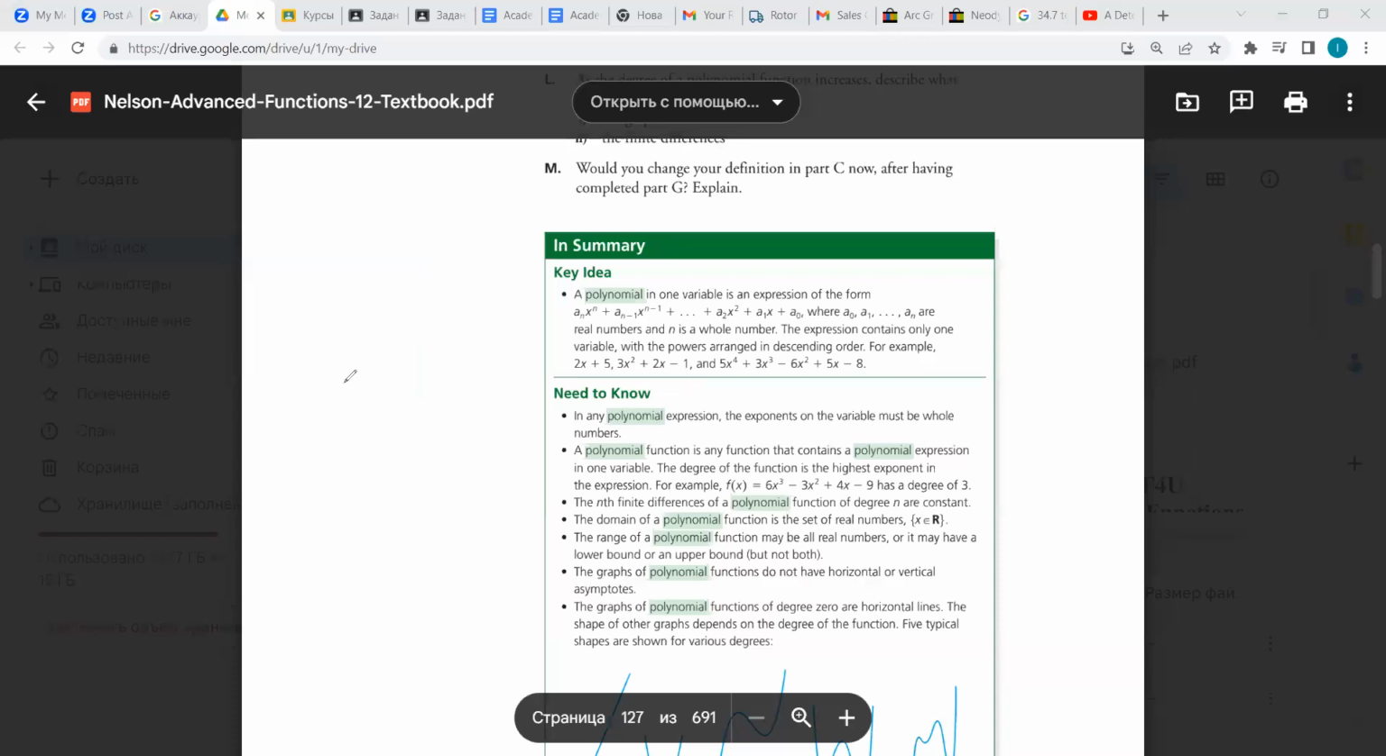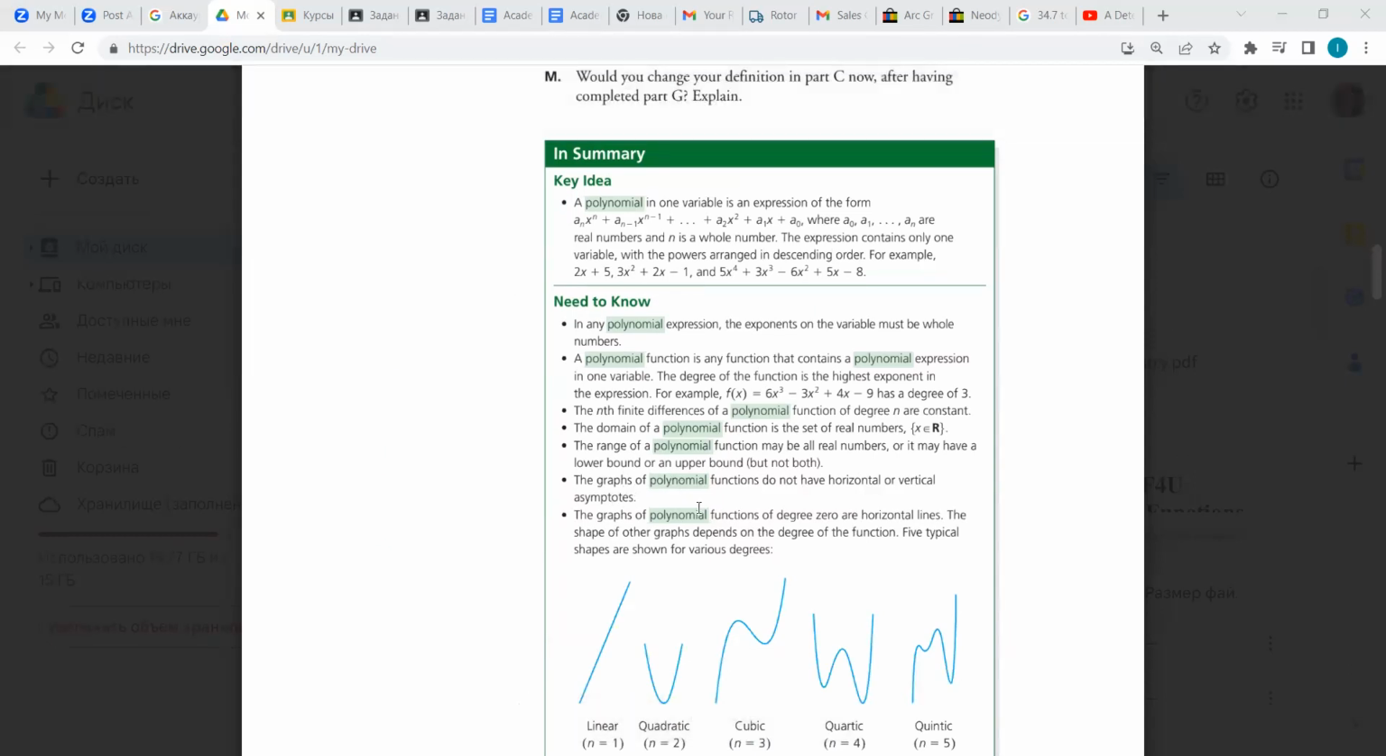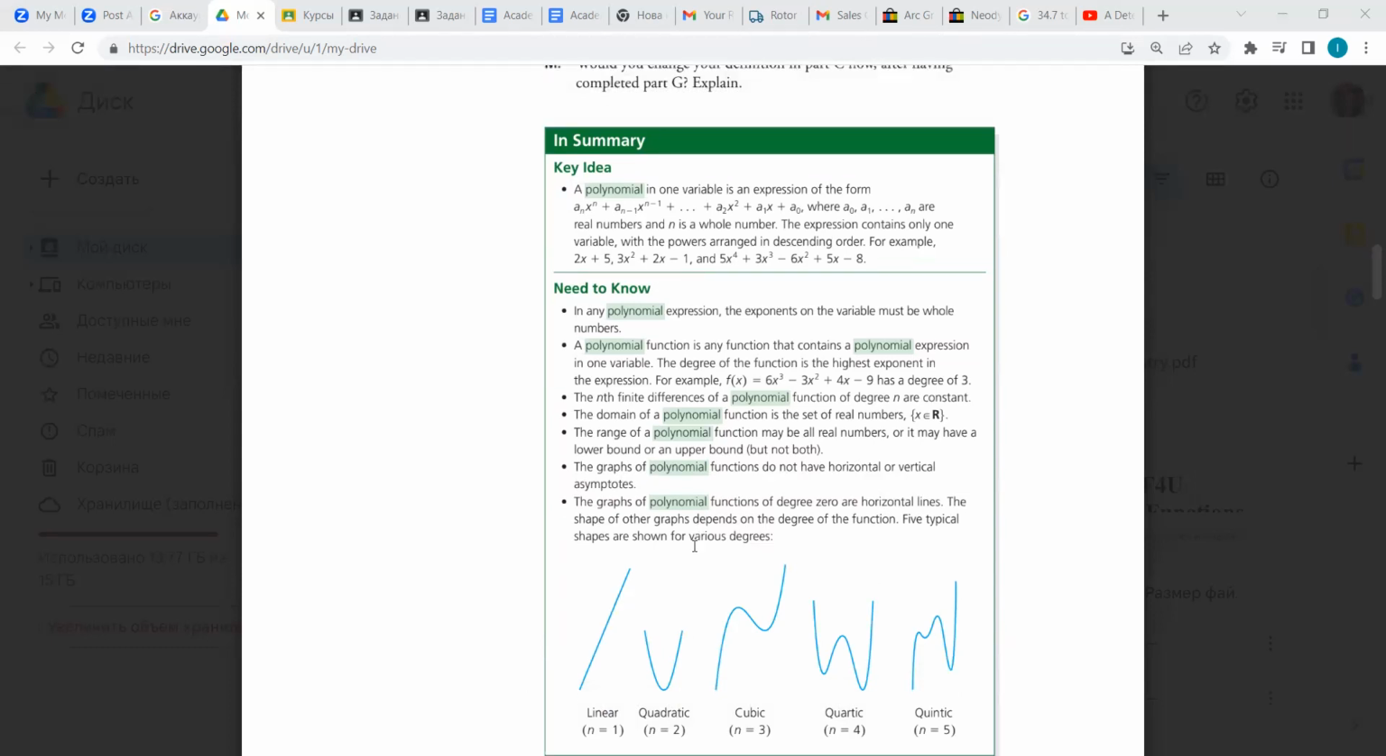For example, a quadratic function, a hyperbola, oh, sorry, a parabola. It has the lower bound here where the function changes its direction. The graphs of polynomial functions do not have horizontal or vertical asymptotes.